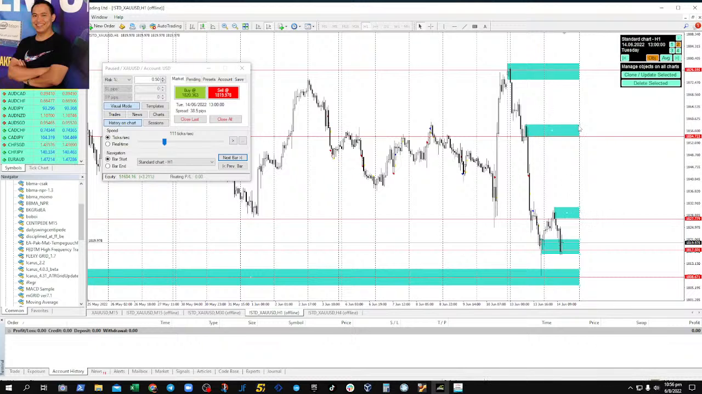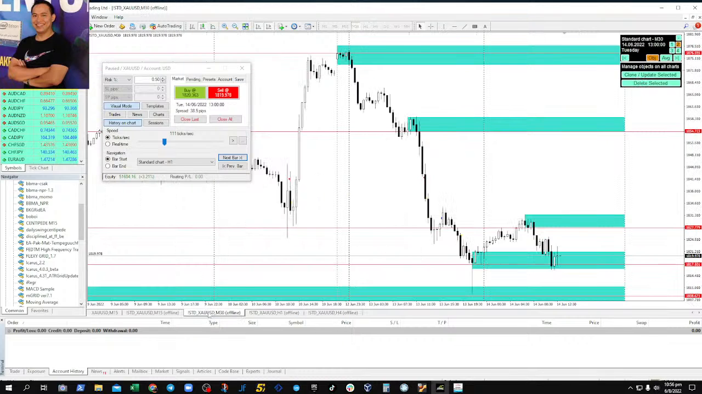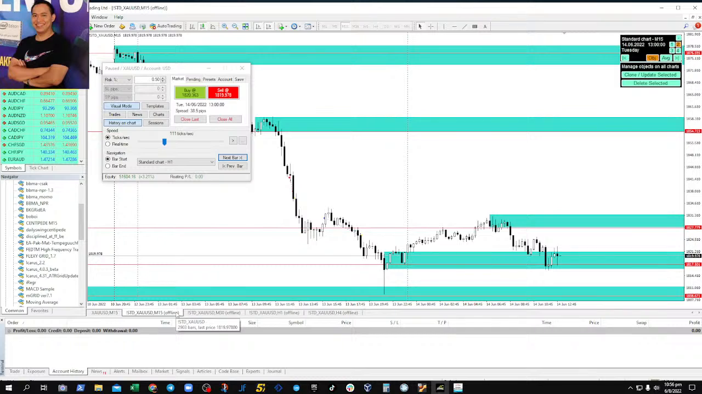I'm gonna duplicate this zone to M30 and M15. So M30 looks okay. M15 looks okay. So now the price is at the H4 SNR level. Are they gonna continue to go up or are they gonna break down? So let's look into that.